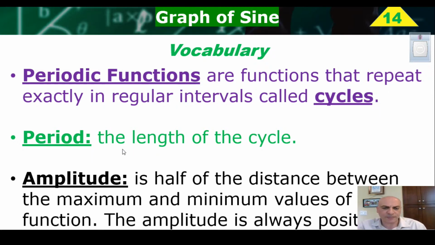The period is the length of this cycle. How long does it take for it to start and finish the wave? That's the period. The third thing is the amplitude. How high can it reach? How low could it go? So that's the amplitude, how high and how low. And by the way, the amplitude is a distance. Distance is always positive, and that's why we use the absolute value for that.